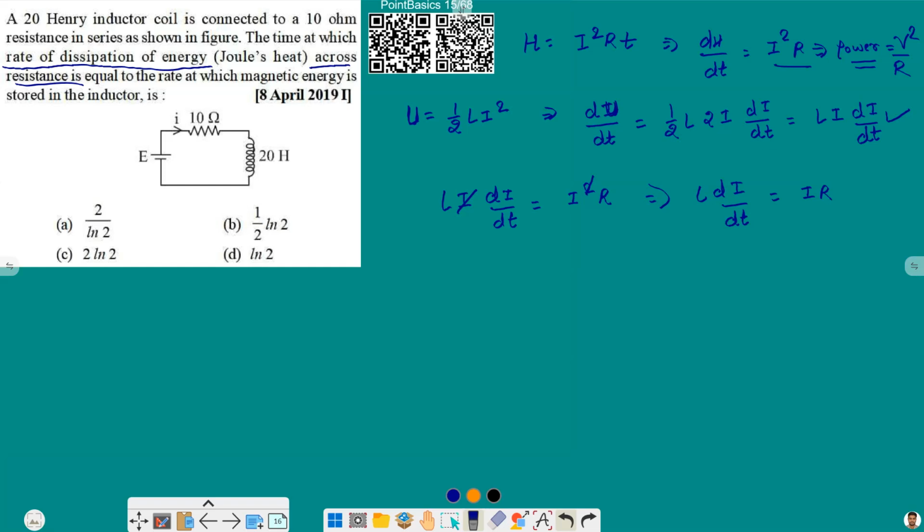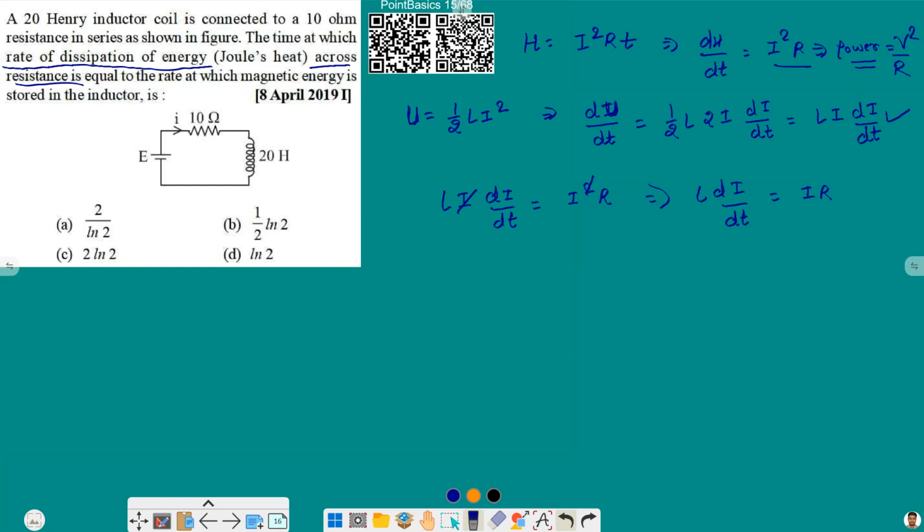Now, this L di/dt is the potential difference, the potential drop across the inductor, and IR is the potential drop across the resistance. From this, we can see that the potential drop across both the resistance and the inductor is equal.